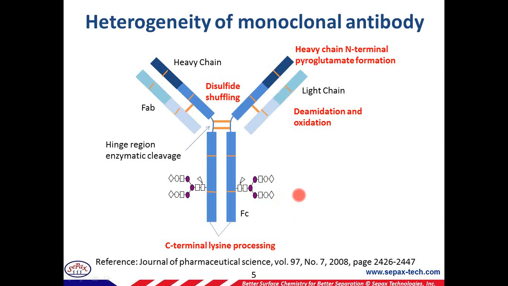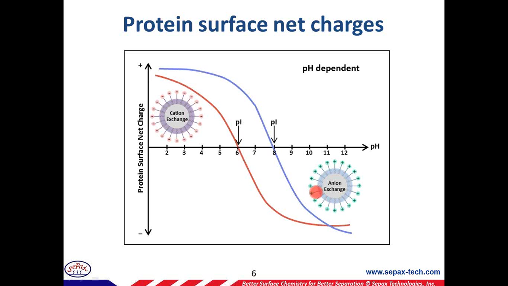So with all these different charge variants, it's naturally what you're thinking: ion exchange can be a perfect choice to analyze those variants. Before we get into the mAb variant study on the IEX, we'll talk about IEX in theory a little bit. Since IEX is all about charge-based separation, we'll talk about protein surface net charges first. That's actually the foundation of the separation here.